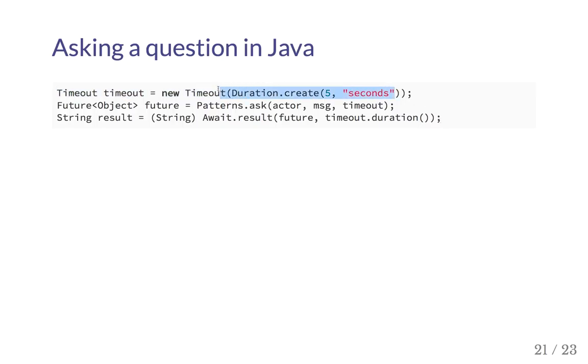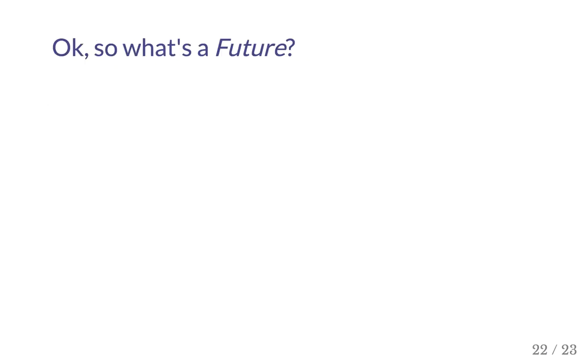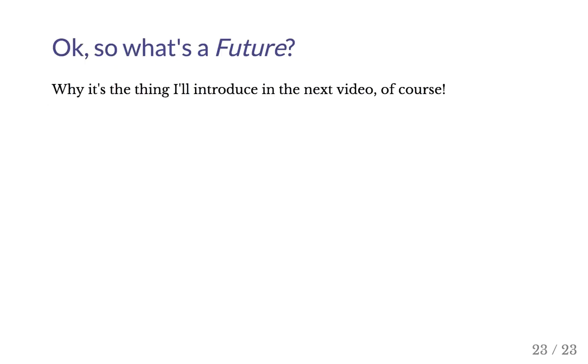In that case, we would pause our actor's processing, stop what we're doing, and wait 5 seconds to see if a result comes back. But there's another way we can do it using this future, which I will show you later on, which says, all right, post the message and go back to the message queue and get on with what you're doing next. But I'm going to tell you right now what I want you to do with the reply when it comes back. Okay, so what's a future? It's the thing I'll introduce in the next video, of course.